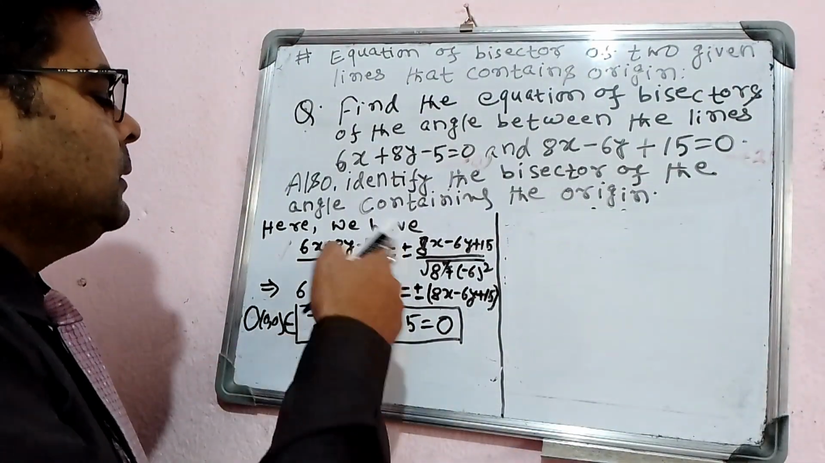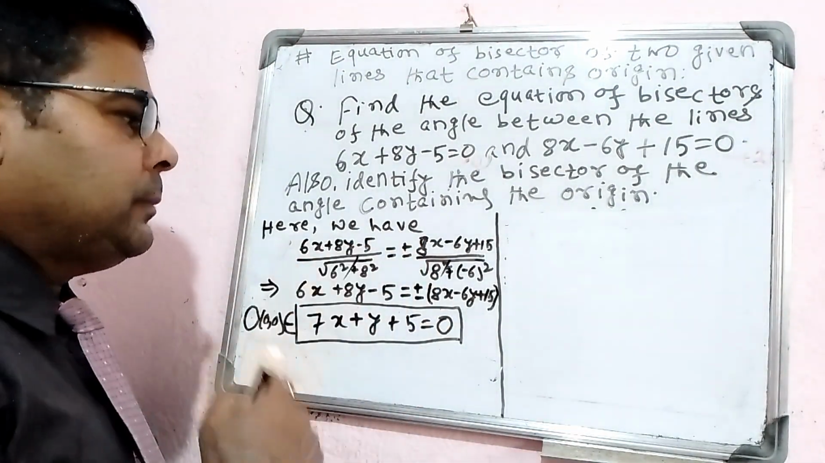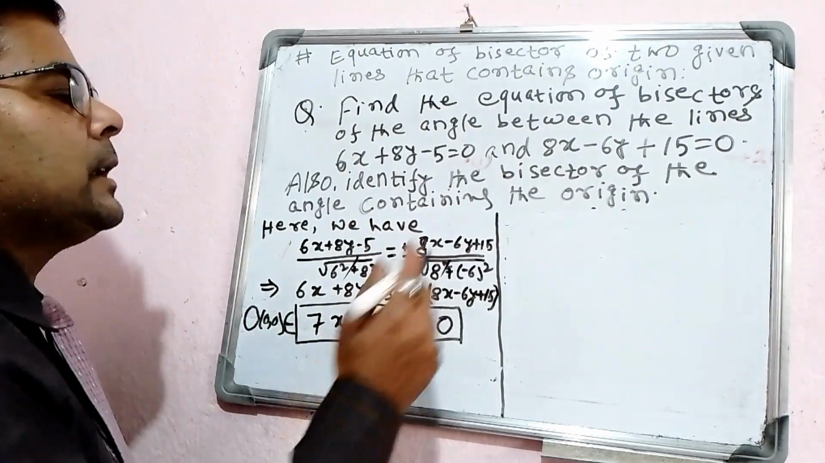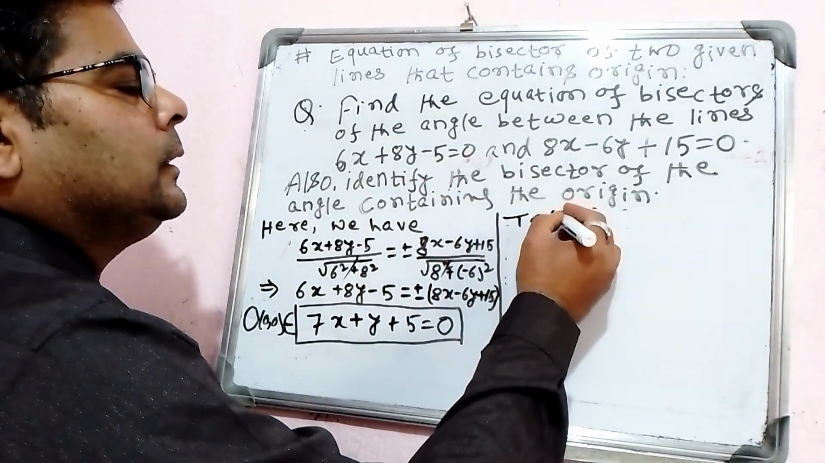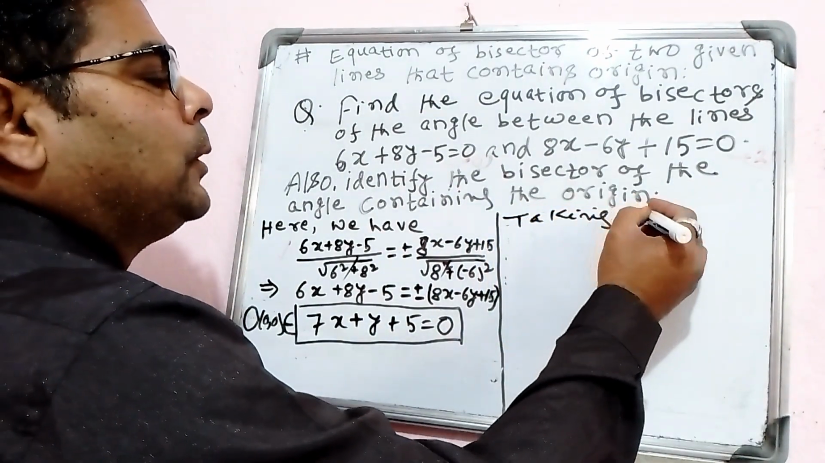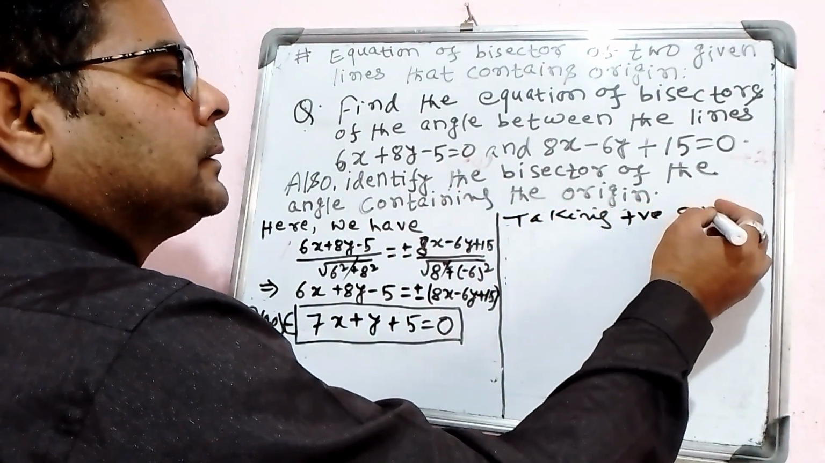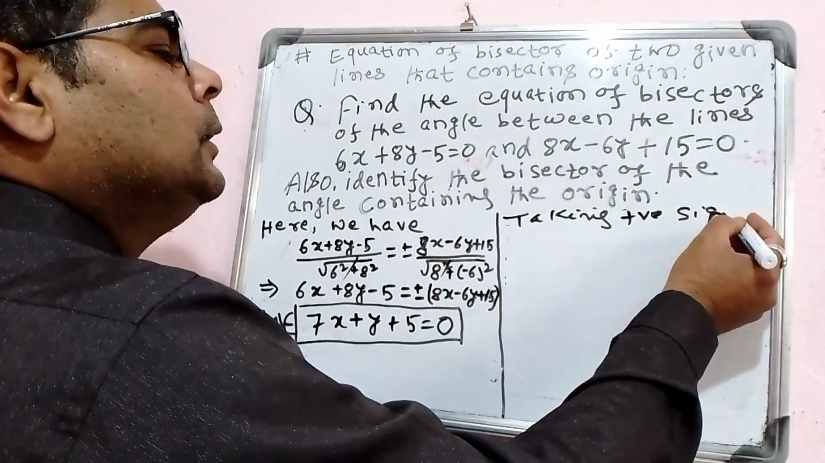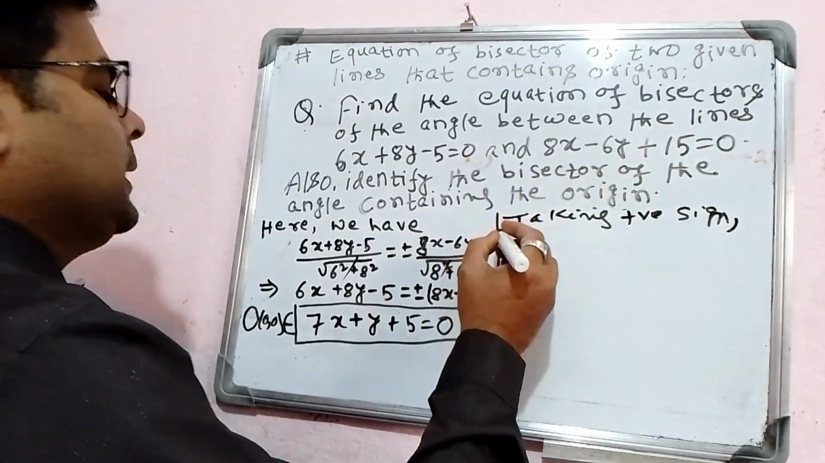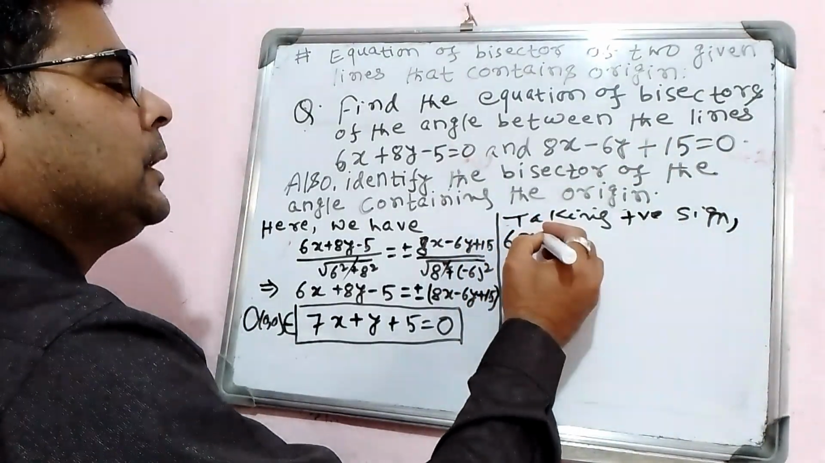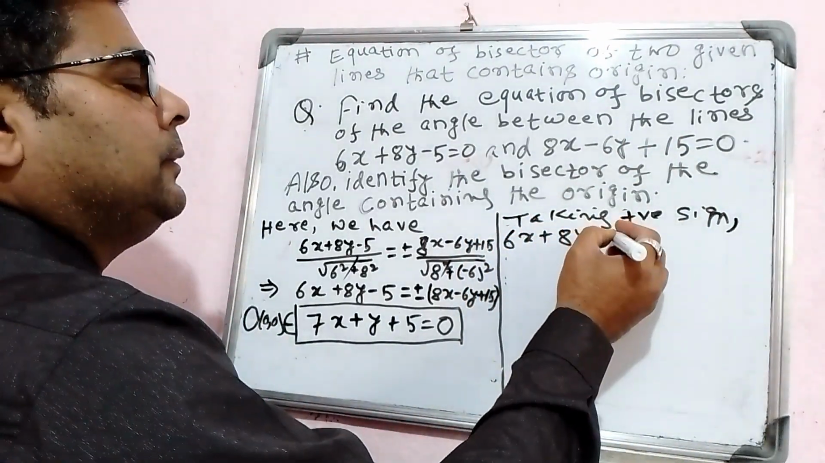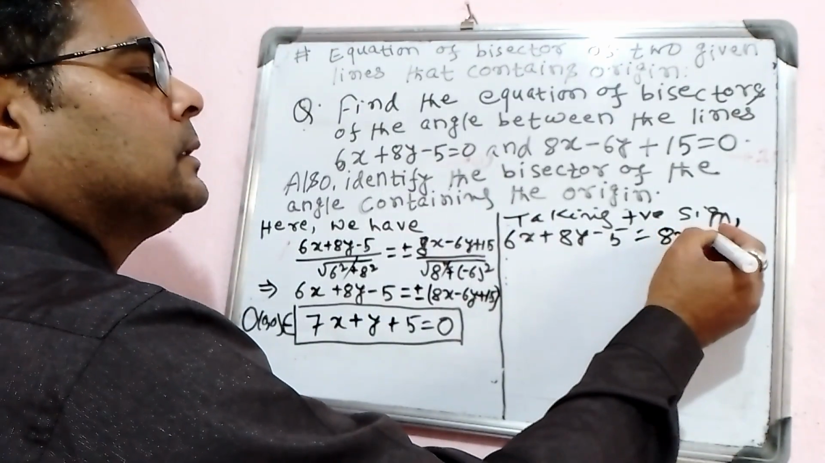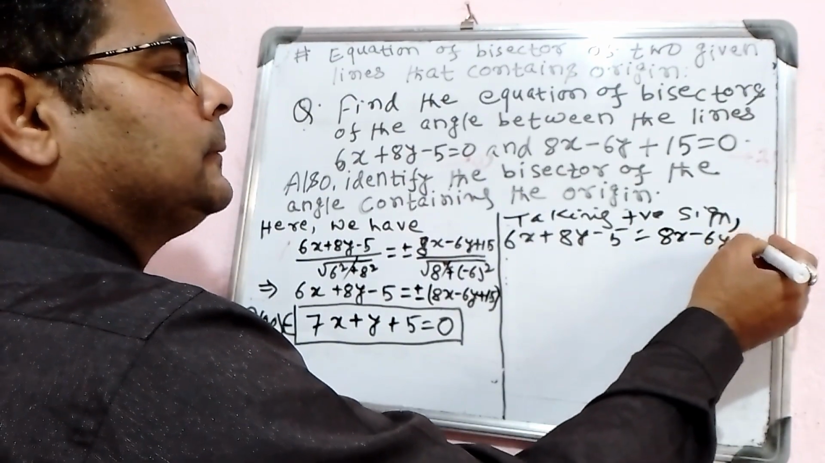So definitely there will be another bisector's equation, another bisector that will not contain the origin. So in this case you can say here that taking positive signs from the right side, the left side is already positive, we have taken positive signs. So here we have 6x plus 8y minus 5 equals, you don't need to change the sign here, so it is 8x minus 6y plus 15.